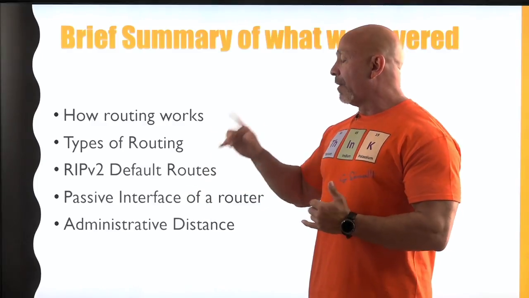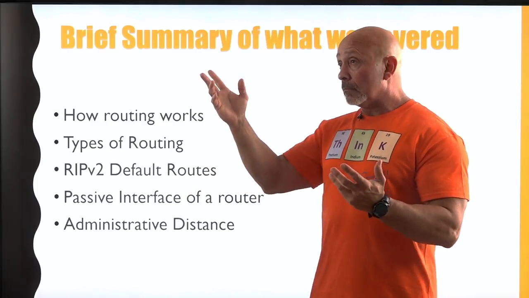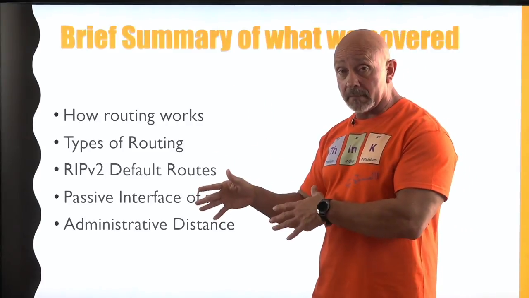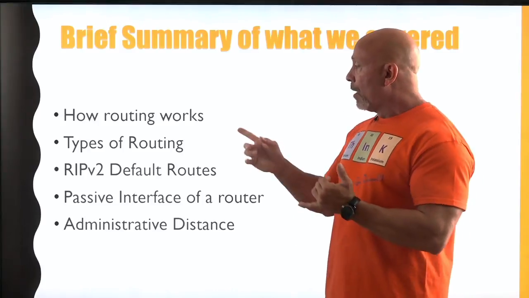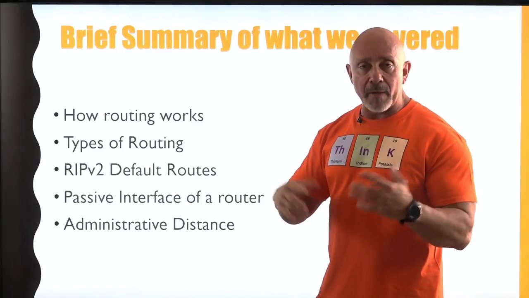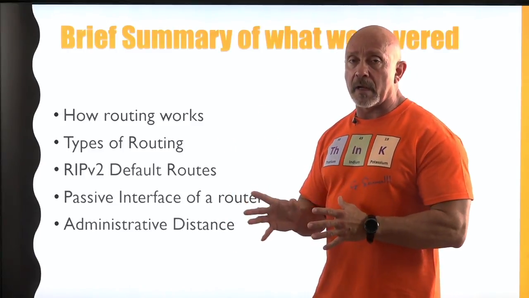We also have static routing, where you tell the router, hey, listen, these other networks exist. I know you don't know about them, so I'm going to tell you about them. Then we have dynamic routing, which includes RIP version 2, EIGRP, and OSPF. We haven't gotten into those yet, but those are types of routing.